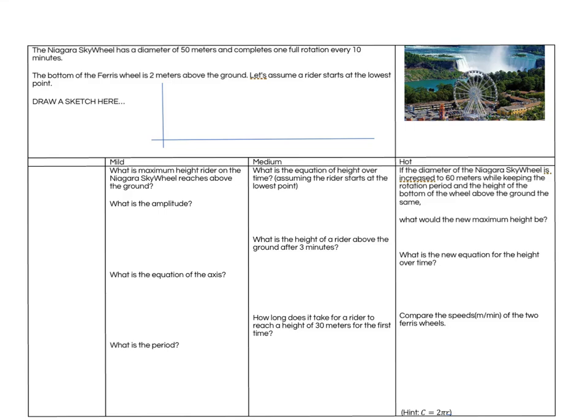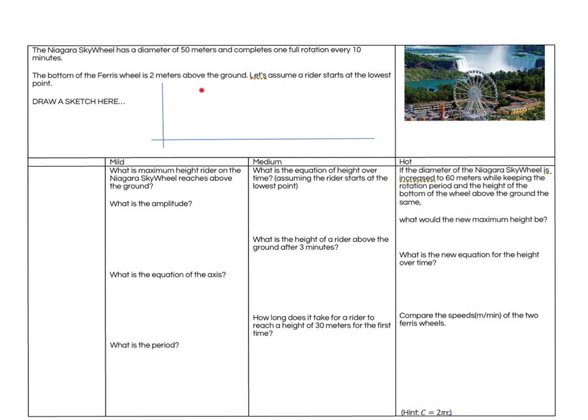Hello everyone, I've promised you a Ferris wheel question, so I'm about to go through the Niagara Skywheel question that was on one of the versions of the tests. The Niagara Skywheel has a diameter of 50 meters and completes one full rotation every 10 minutes. The bottom of the Ferris wheel is 2 meters above the ground.